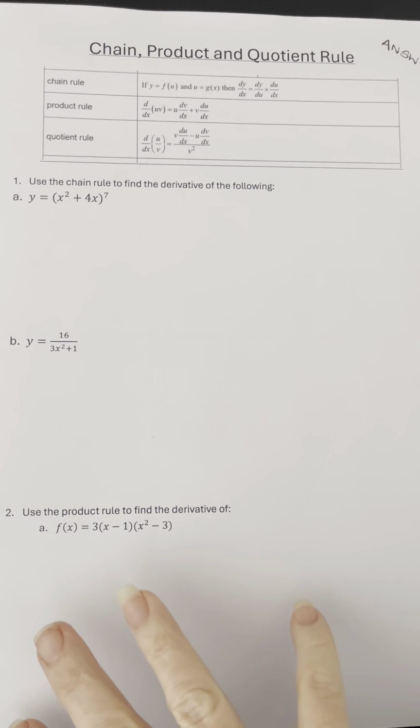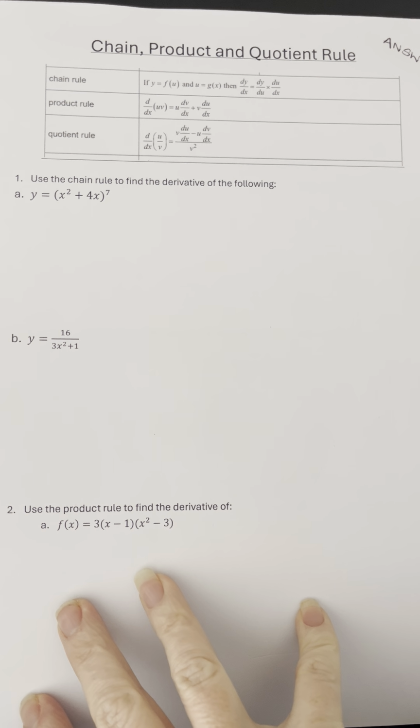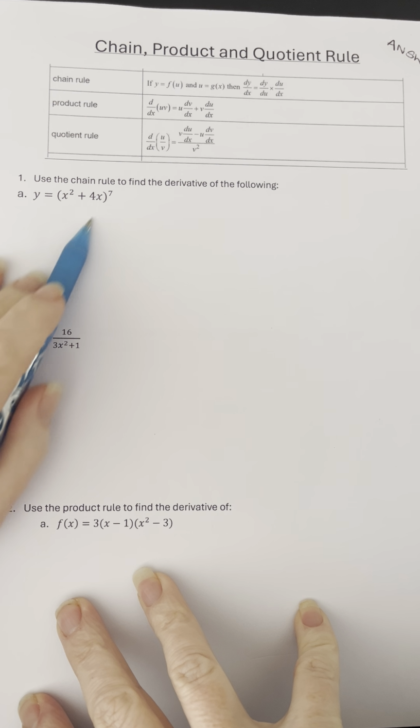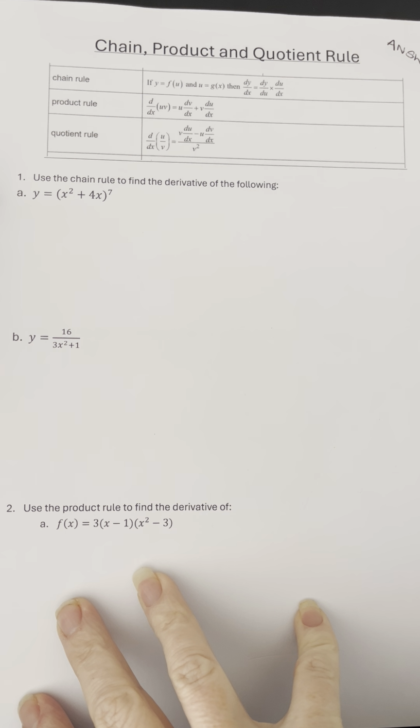Okay, I'm having a look at some chain, product and quotient rule questions. So the first one we've got here is use the chain rule to find the derivative of these two functions here. So we've got y equals bracket x squared plus 4x to the power of 7.